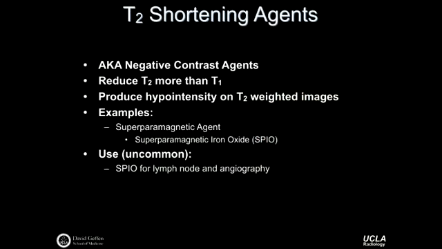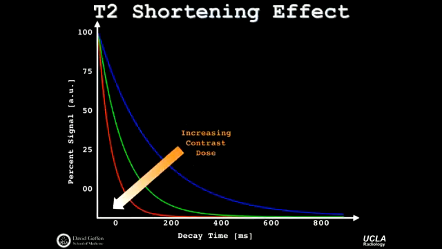There are these T2 shortening agents. We talked about this a little bit already, the SPIO agent being the most common one. Just the example of what this does is that if this is the native T2 relaxation curve, as we're adding or increasing the dose of that contrast agent, we're going to be decreasing the T2, will be causing the T2 signal to decay even faster, causing those particular tissues to be even darker in the presence of the contrast agent.